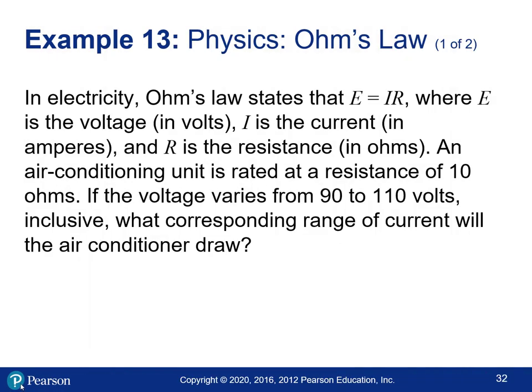That lets us know pretty quickly just by looking that a is negative 2 and b is 0. Alright, last one. This one is about Ohm's law, which says E equals IR, where E is voltage, I is current, and R is resistance. An air conditioning unit is rated at a resistance of 10 ohms. If the voltage varies from 90 to 110 volts inclusive, meaning you can equal the 90 and the 110, what corresponding range of current will the air conditioner draw?